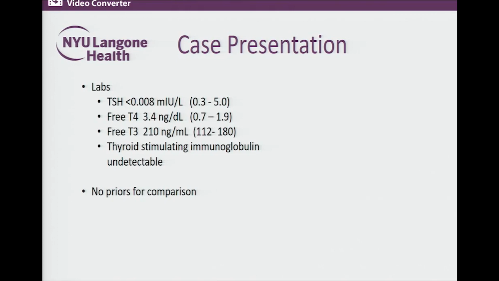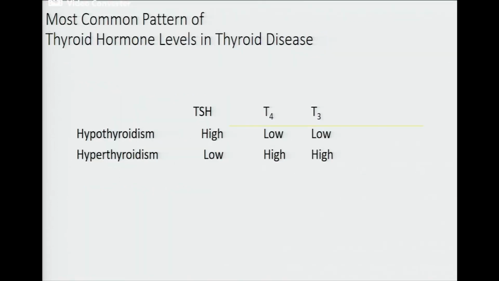But this is not Graves' disease because his antibody is undetectable. In Graves' disease, you would expect to see a high level of the antibody. This instead is probably hyperthyroidism coming from the nodule, but we need more information to determine.